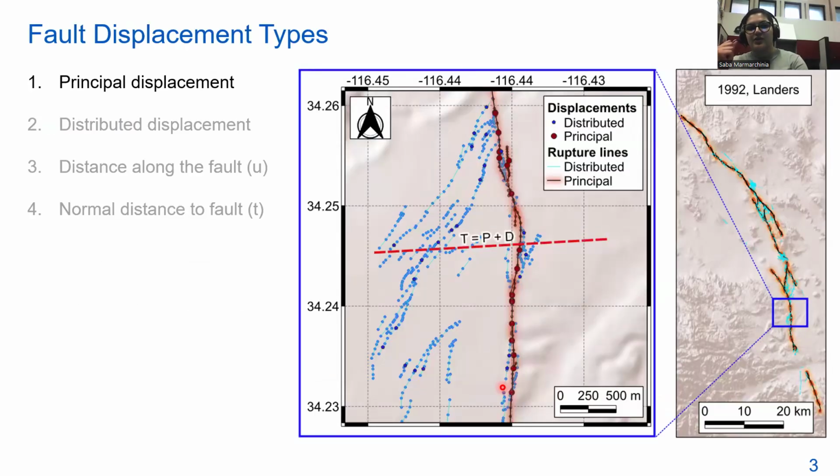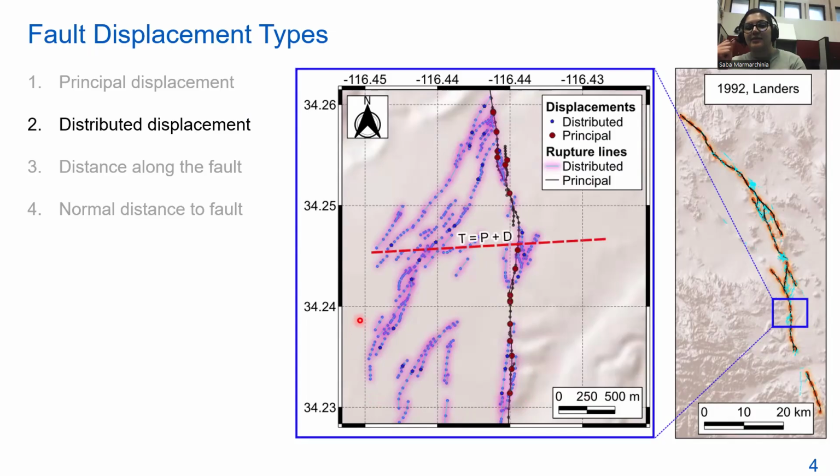So first, what are the different types of fault displacement? This figure shows part of the 1992 Landers event, and the black line shows the primary fault trace, and the displacement happening on it is called principal displacement. In the same event, secondary ruptures can happen around the main fault trace, and these are shown in blue, and the displacement happening on them is called distributed displacement. At any location, the total displacement would be the sum of principal and distributed displacement. Distributed displacement is smaller in amplitude compared to principal displacement. In this research, we only focus on the principal displacement.